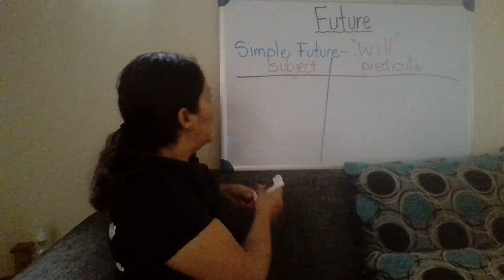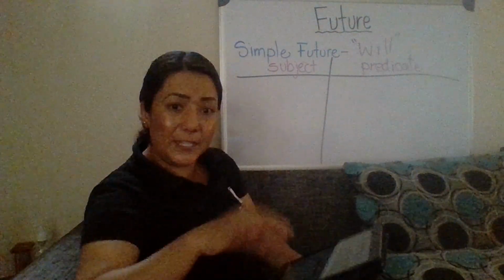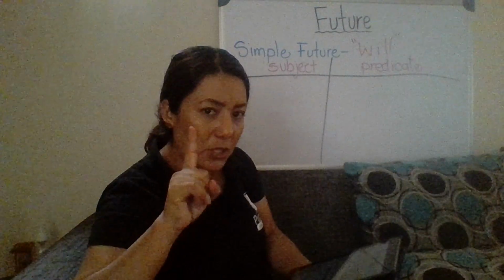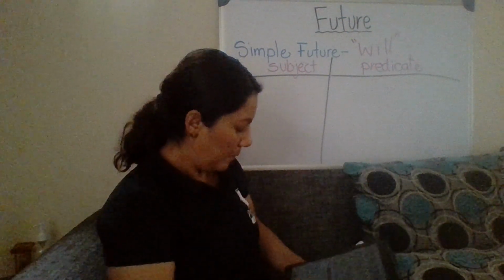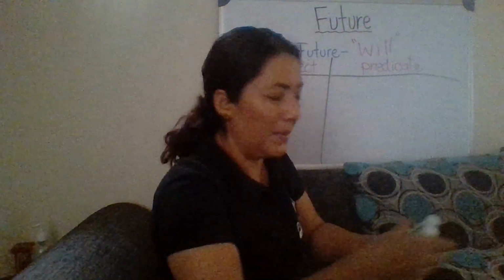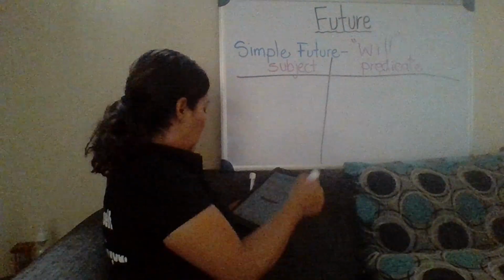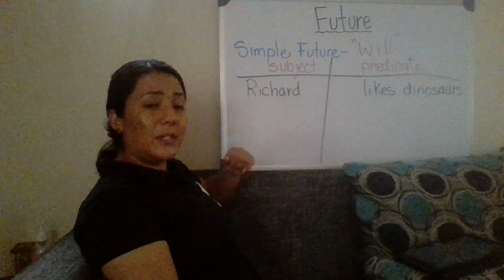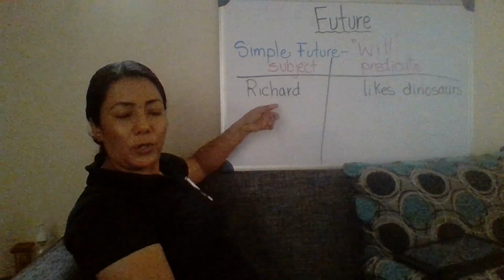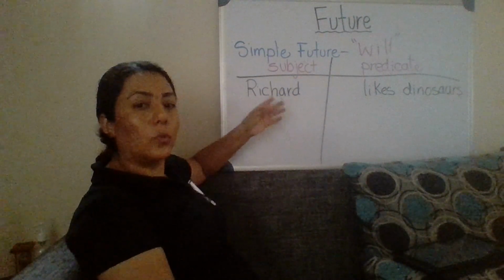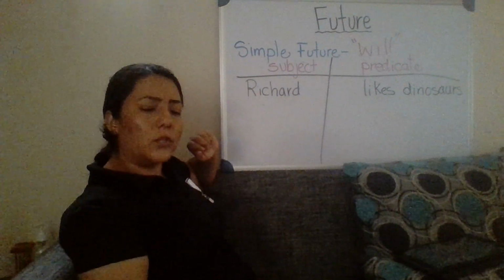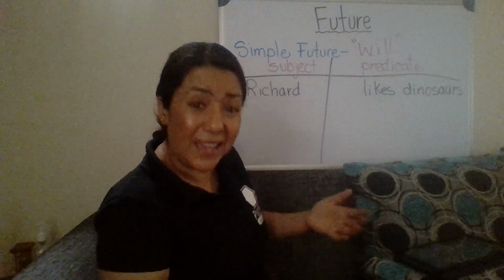Okay? Now, in the book, this page is finished, but I'm just gonna take one example because this is a review. Okay, it says, sorry, I forgot what it said. What is the subject in this sentence? Richard. We are talking about Richard. Now, what is Richard doing? Or what are we saying about Richard?